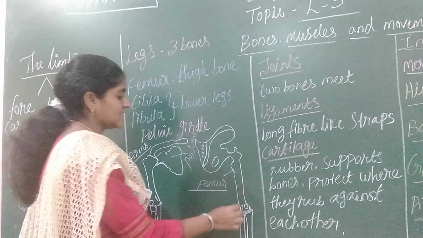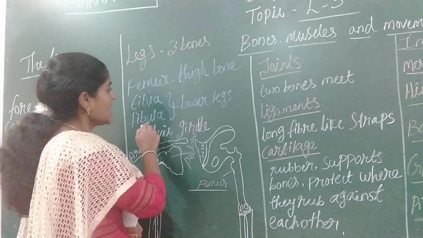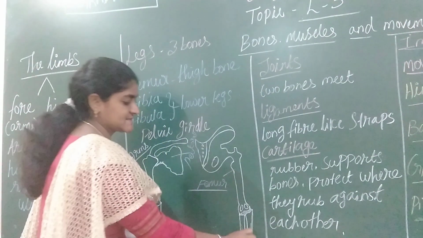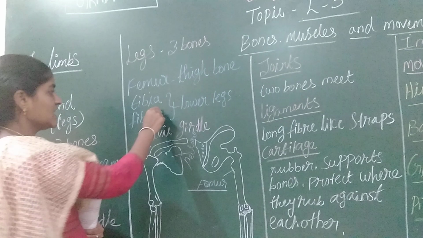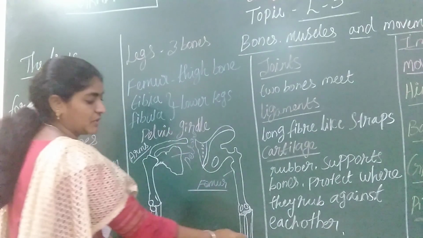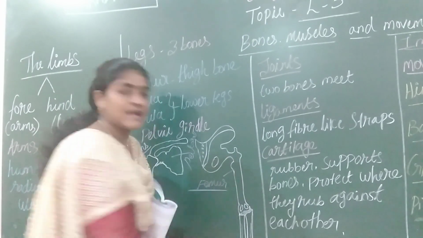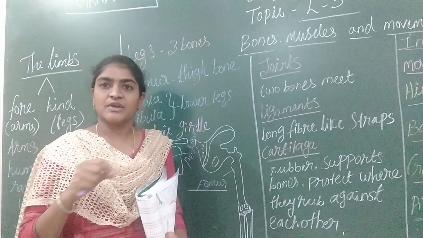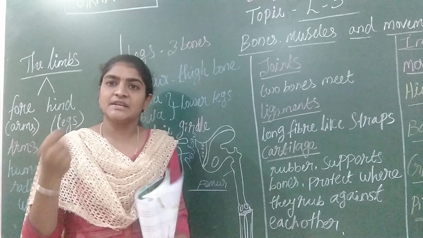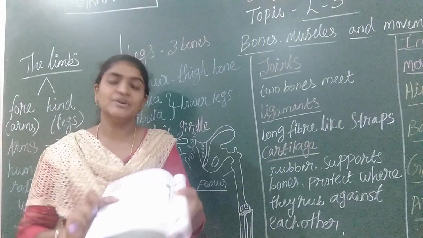Next, attached to that, the tibia and fibula are the lower leg bones. They are attached to the femur, and they end with the ankle. We have a foot and ankle. It ends with the foot and ankle.